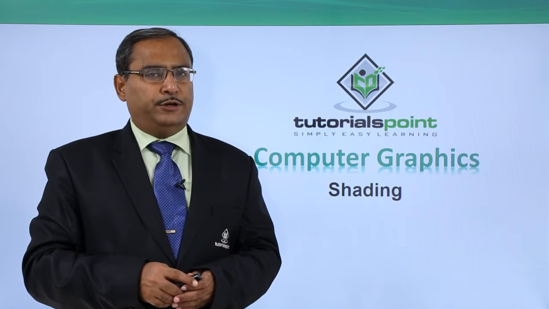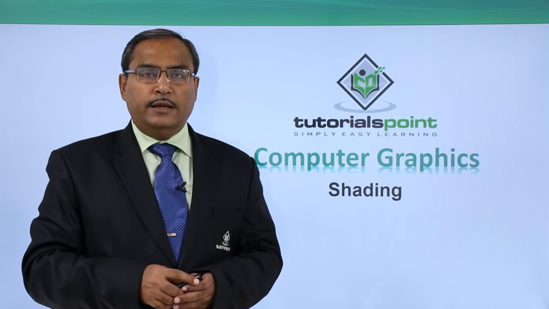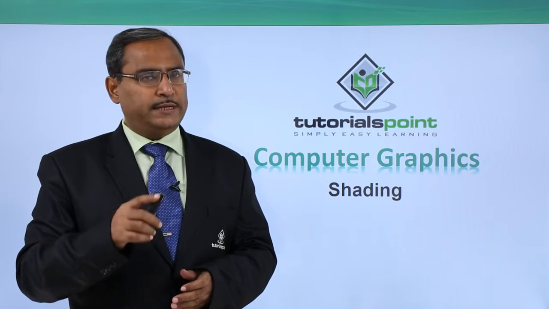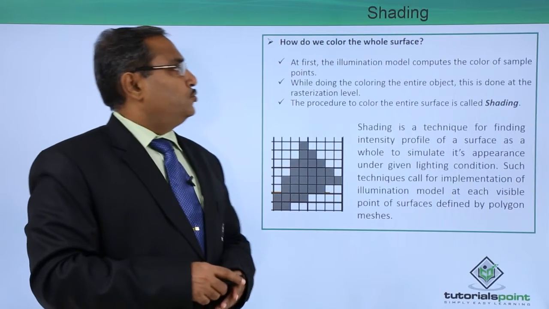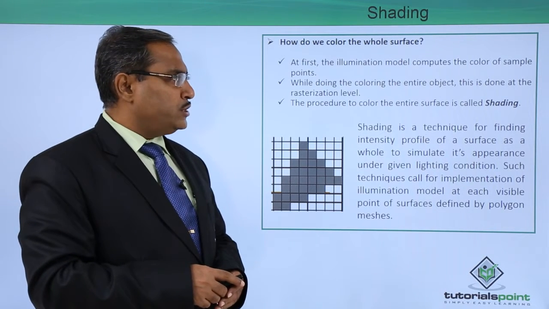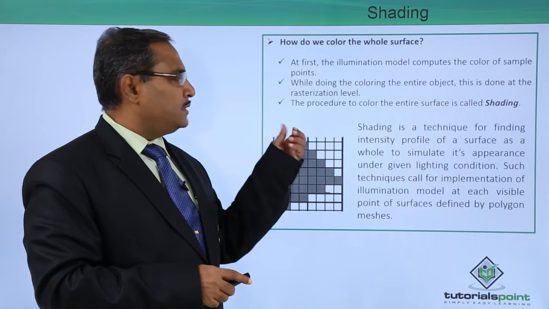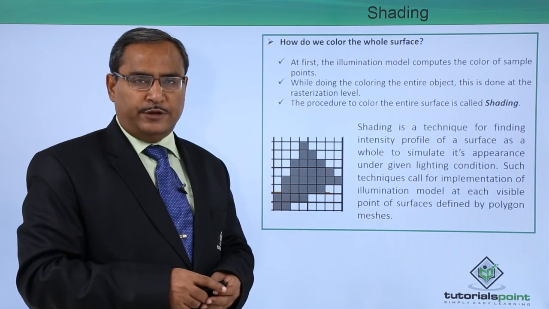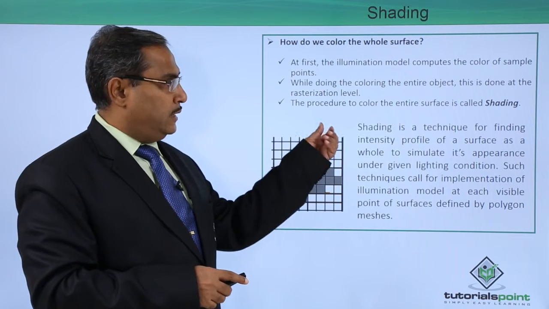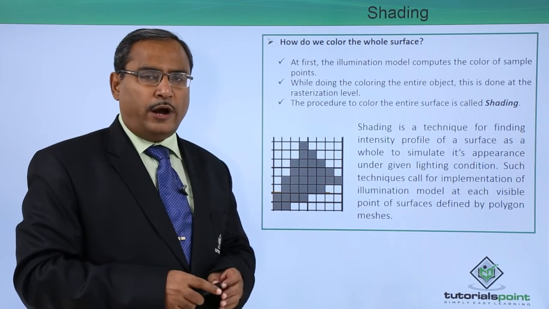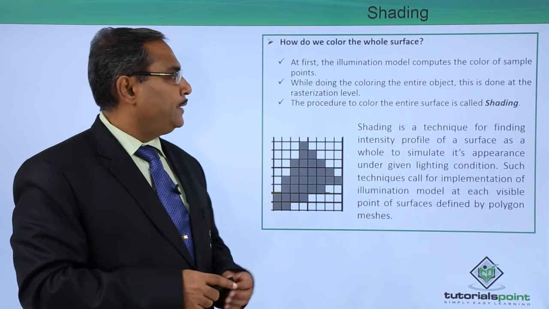Here in this particular video, we are starting with the topic shading and how the shading can be done, and different categories we shall be discussing. So how do we color the whole surface? At first, the illumination model computes the color of some sample points. Regarding this, we have done the previous videos to calculate the respective illumination model, which will compute the color of some sample points on the object surface.